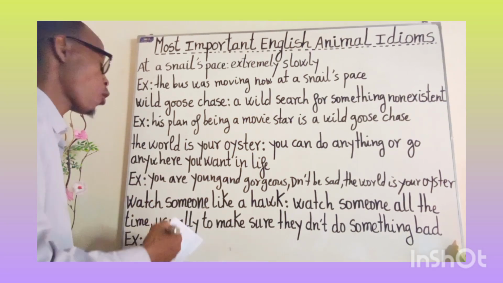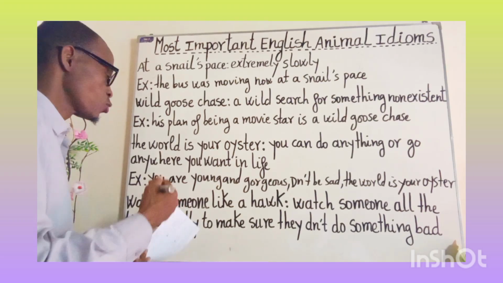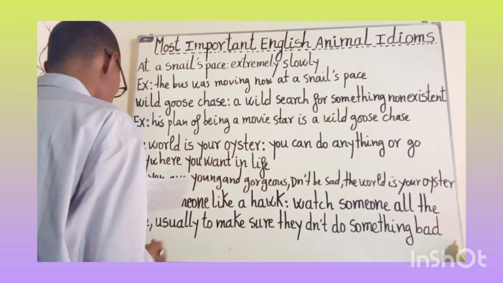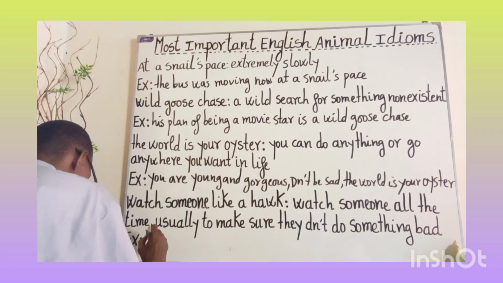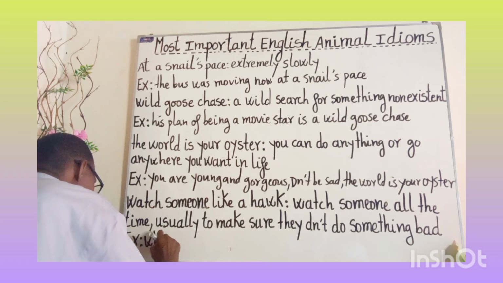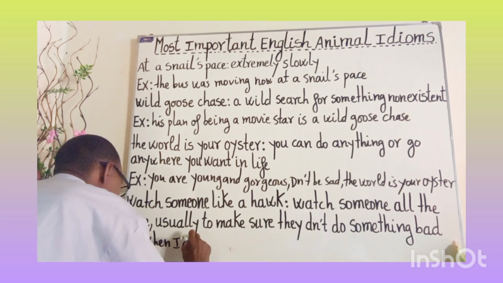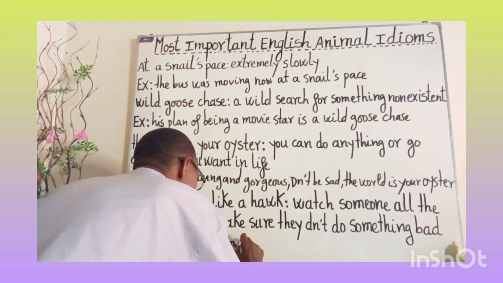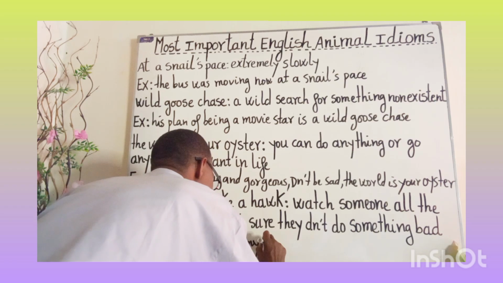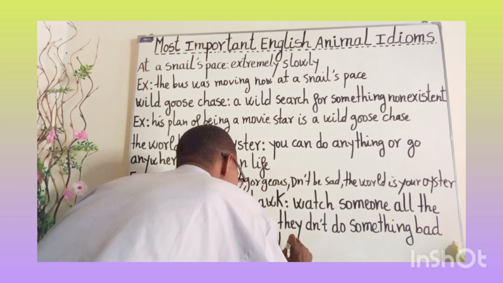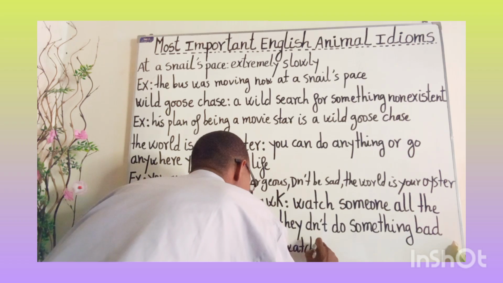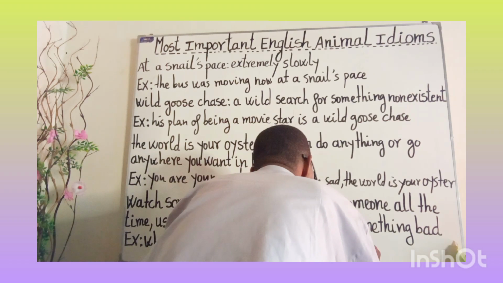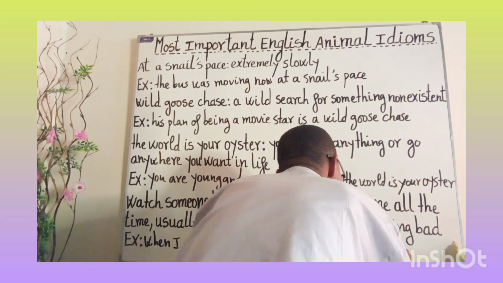And finally, our last idiom is watch someone like a hawk. It means to watch someone all the time, usually to make sure they don't do something bad. Let's have our final example. When I'm at home, my dad watches me like a hawk.